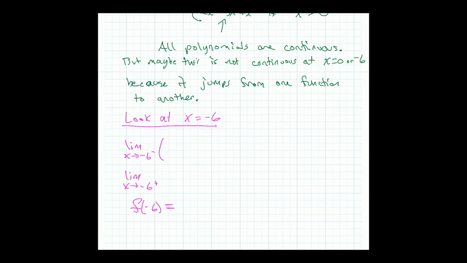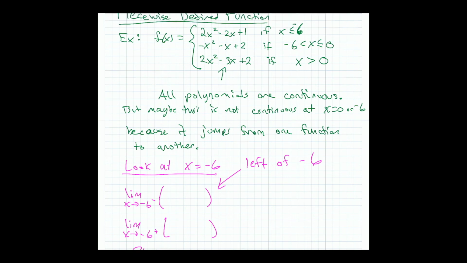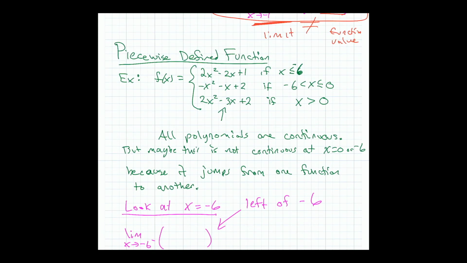Okay, now here's the thing. What do I put inside of that limit there? And that's what you have to think about. So if we're on the left-hand side, left of minus 6, you have to think about up here on the piecewise defined function, if you're to the left of negative 6, are you using the first piece, the second piece, or the third piece? Well, you're not using the third piece because the third piece is x greater than 0, and we're going to negative 6, so that's not right.